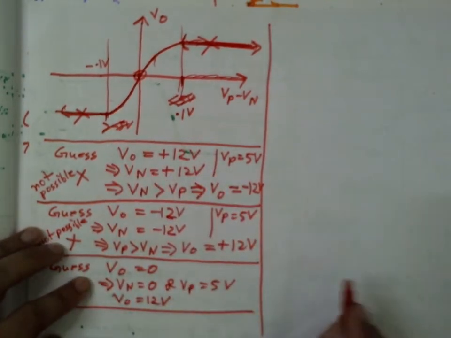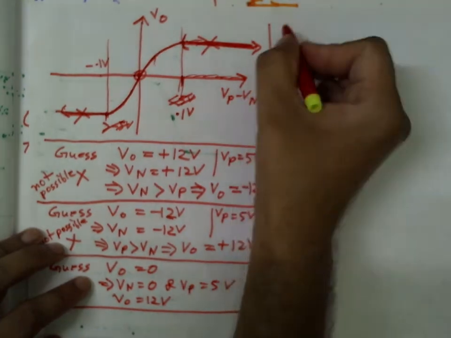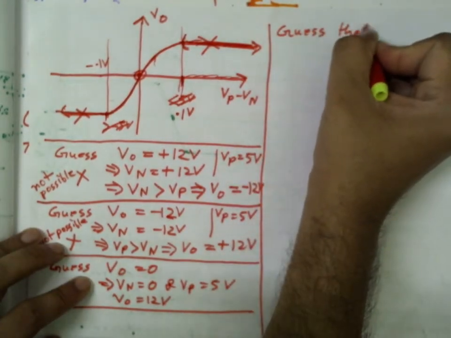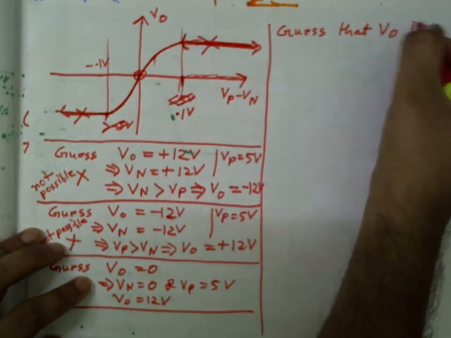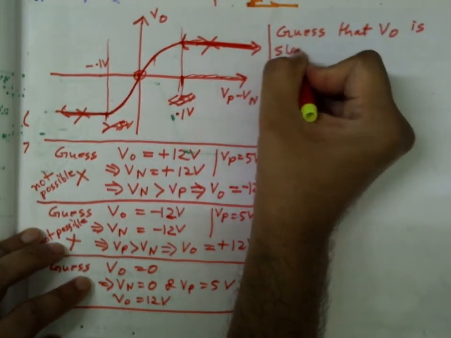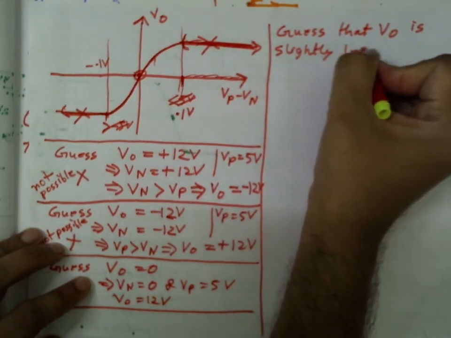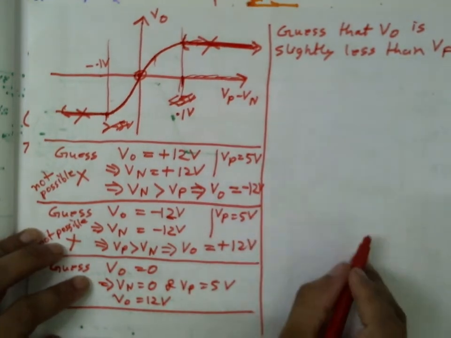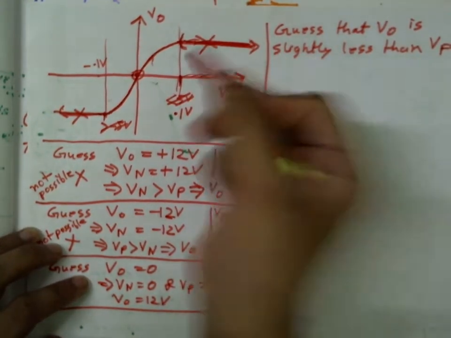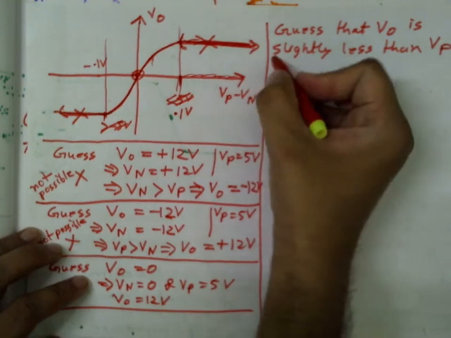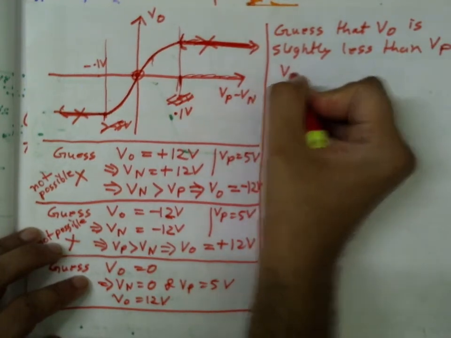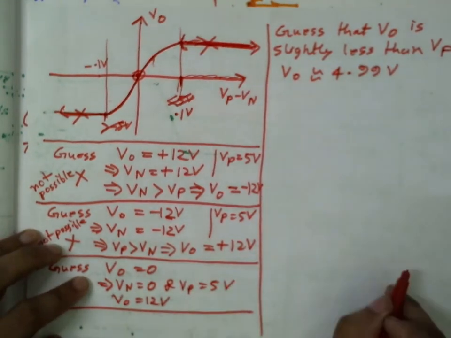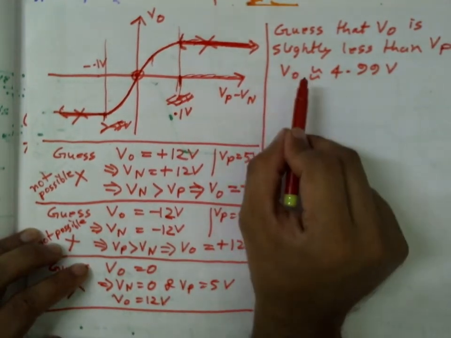see what happens. Okay, so now we're making a guess that VO is slightly less than VP. Slightly. I mean, how slightly? Something like, again, let's guess that, say, VO is 4.99 volt.